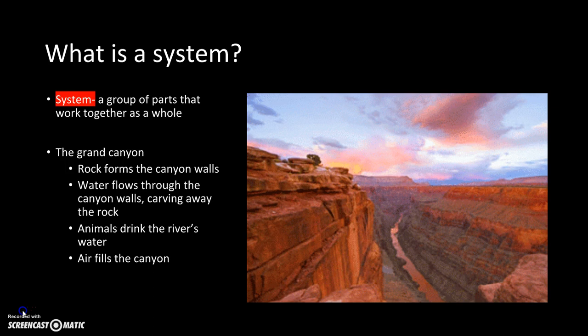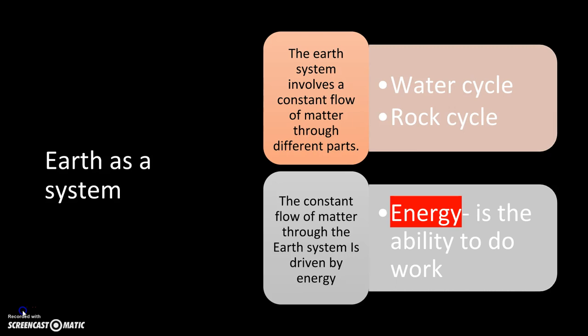So first of all, what is a system? And we talked about this in class on Monday. A system is a group of parts that work together as a whole. And we gave the example of the Grand Canyon. So rock formed the canyon walls, water flowed through the canyon walls, carving away the rock, animals drank from the river's water, and air filled the canyon. And all of these work together to form one big giant spectacle. If you've ever been there, it's pretty awesome to see. Make sure you know the definition of a system. That's definitely on your test.